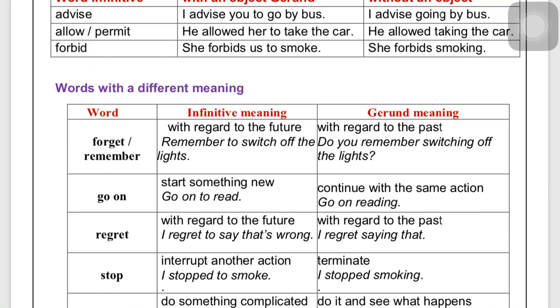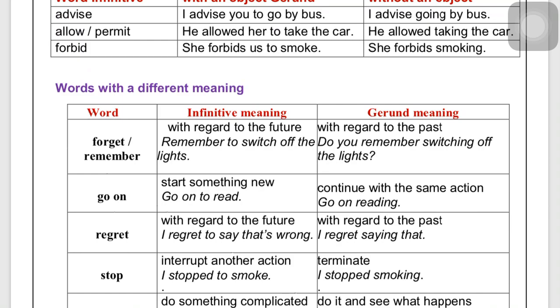Let's go for the verb go on. If I said, go on to read, it means you're going to start something new. Go on to read means start reading. But when I say go on reading, that means you were reading and you stopped to do something, then you are going to continue reading. You're going to continue the same action. So if I said go on to read, that means you will start reading. But if I said go on reading, that means continue reading.